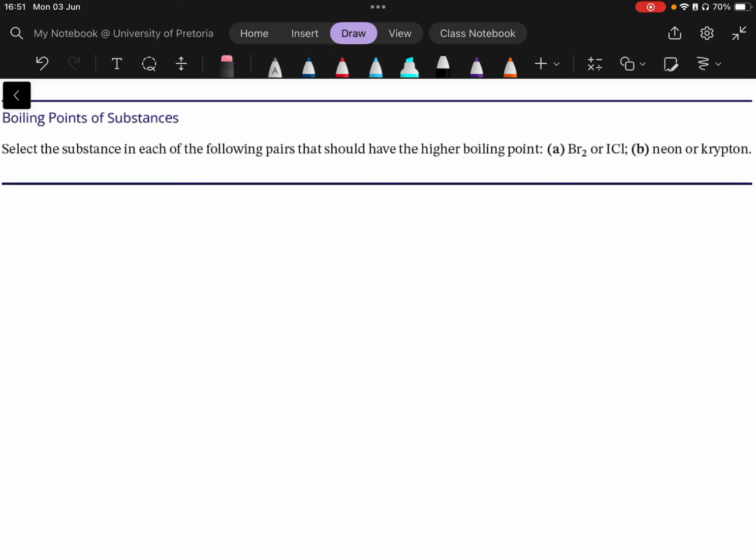Okay, so our next example in this series is going to look at the boiling points of substances, and we are asked to compare two pairs of substances and discuss which ones will have the higher boiling points. So in our first case, we have halides, so bromine or ICl.